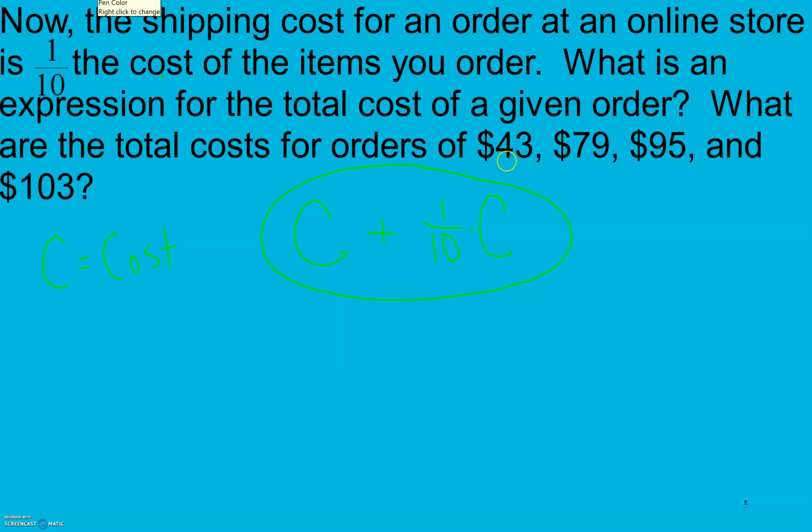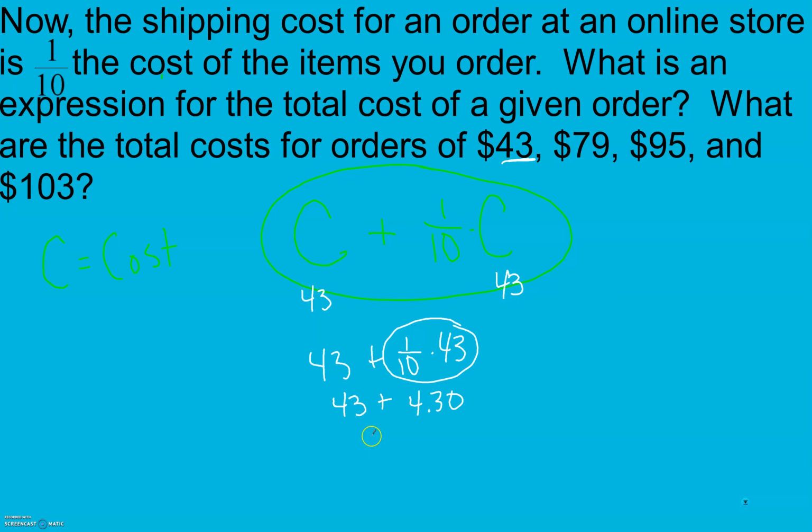Now, if we had an order of $43, for example, we plug our 43 in for our cost. And just like before, PEMDAS says we're going to multiply before we can add. I multiply here and get $4.30. Bring down the rest of our problem. Now we add and get $47.30.